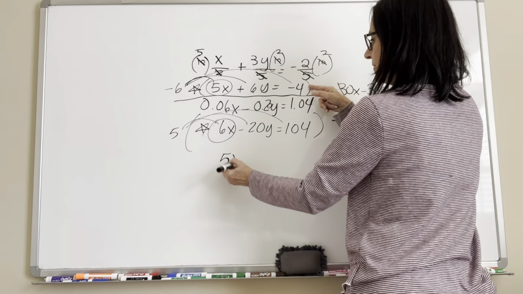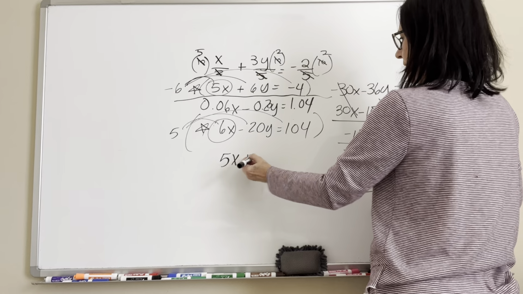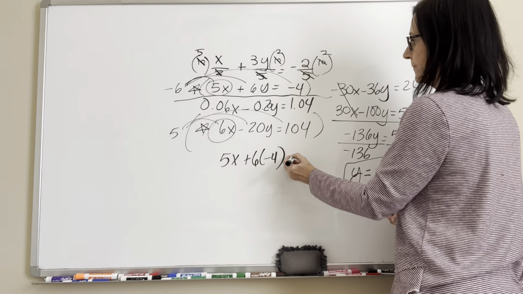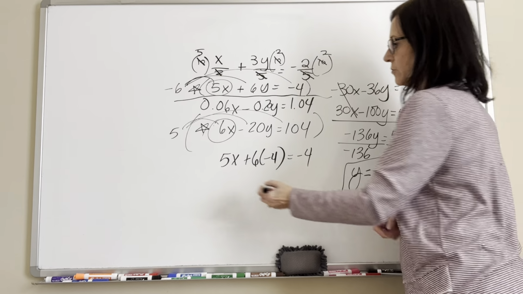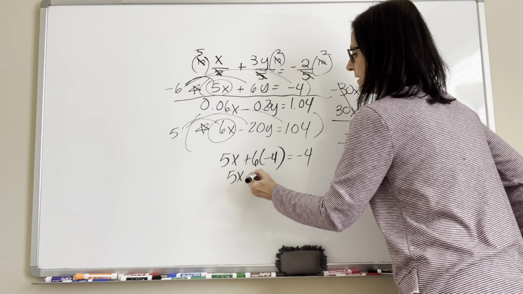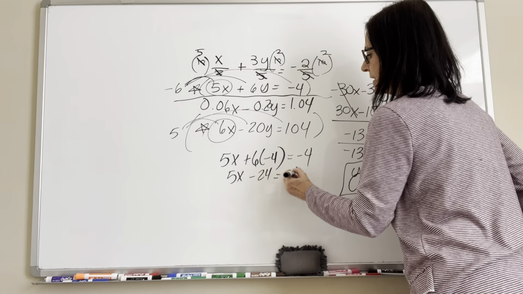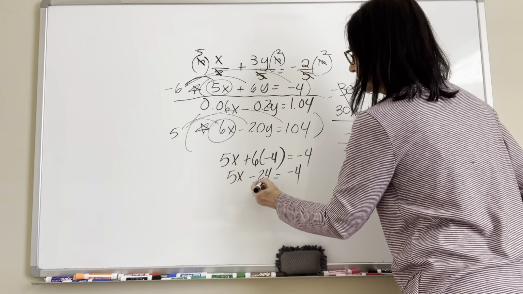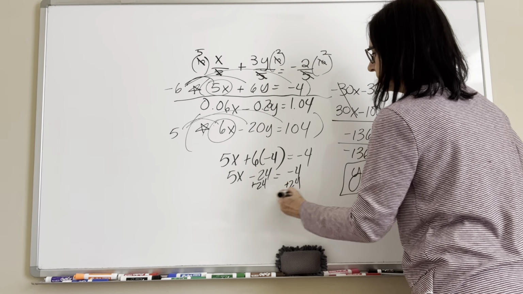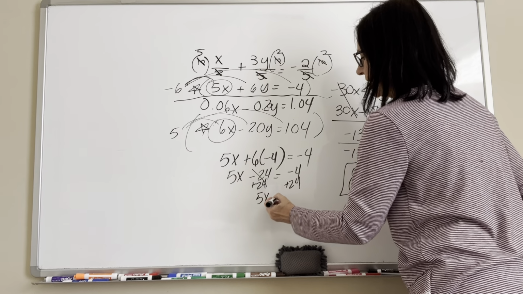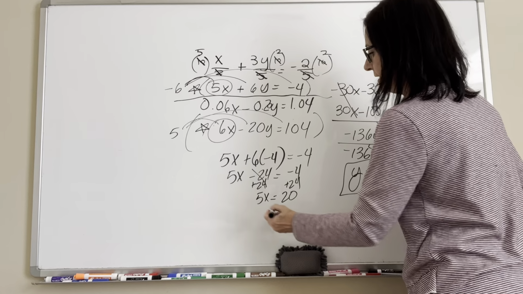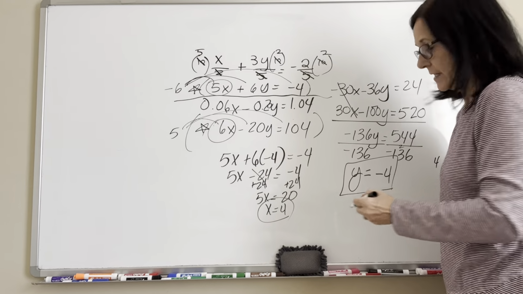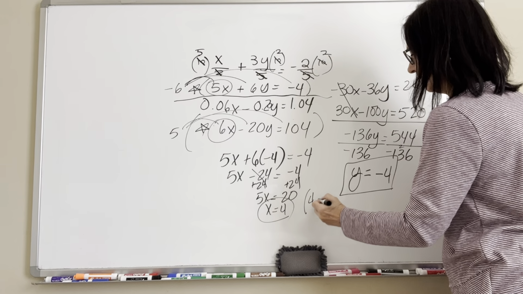So it's 5 times the value of x plus 6 times the value of y, which is negative 4, equals negative 4. That's negative 24. So I have 5x minus 24 is negative 4. I add my 24 on both sides. So I have 5x is 20 and x is 4. And I write my solution as an ordered pair.